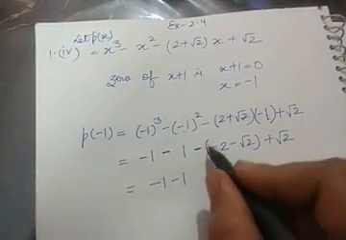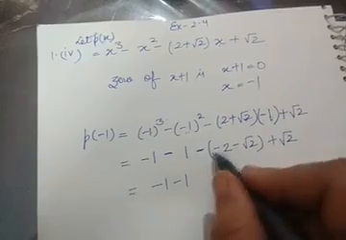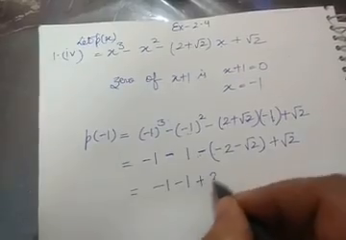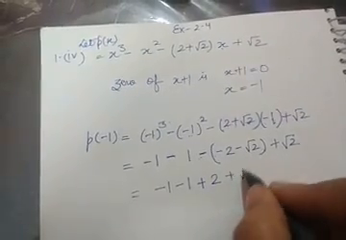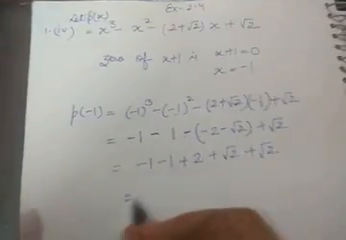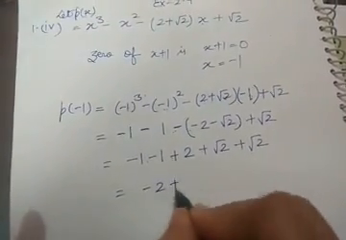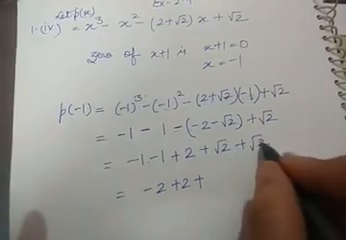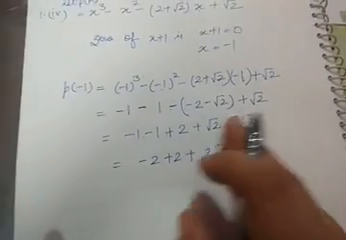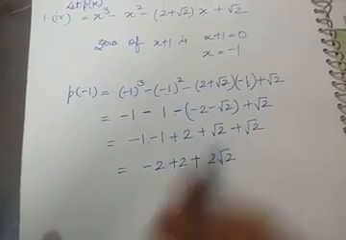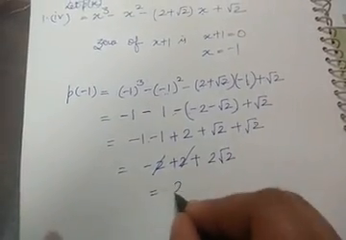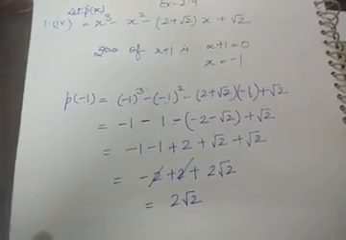Minus 1 minus 1. Outside the bracket there is a minus sign, so the signs will change when you open the bracket. Minus into minus becomes plus 2. Minus root 2 will also become plus root 2, and this is also plus root 2. So minus 1 minus 1 minus 2 plus 2 root 2 plus root 2. Root 2 plus root 2 will be 2 root 2, because we can add like terms. Minus 2 plus 2 will cancel, so we are left with 2 root 2.